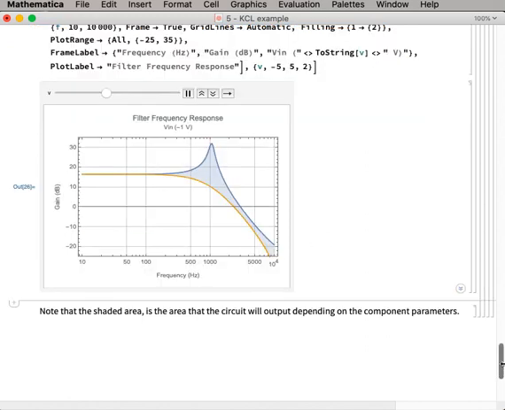So hopefully this has shown you some of the power that you can use in Mathematica to do worst case analysis and have lots of options for giving customers a visual display of what the results are from your worst case analysis.